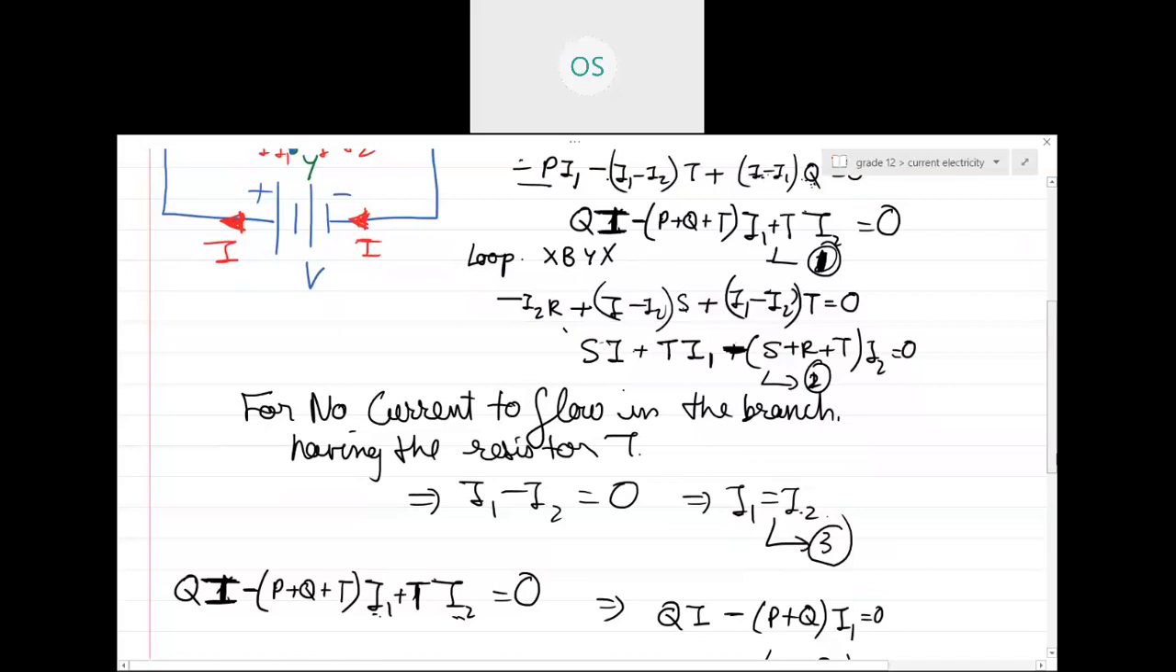So did you understand how we did the derivation? It's easy, right? For one condition to follow, you'll get the second condition, so the converse is also true. Whenever P by Q equals R by S, no current will flow in the branch with the resistor. Is this clear? Is this clear, guys? Everyone note it down?